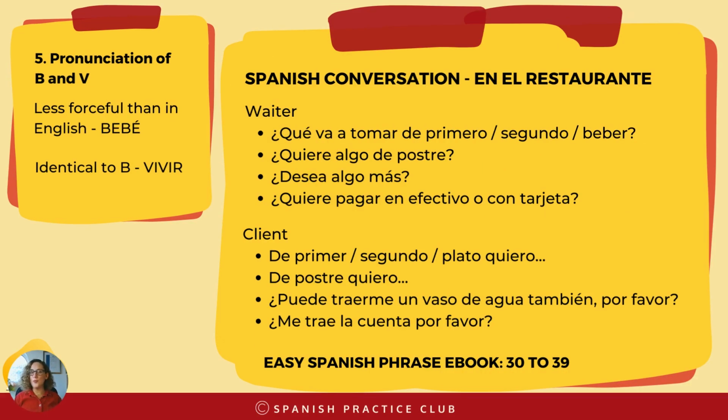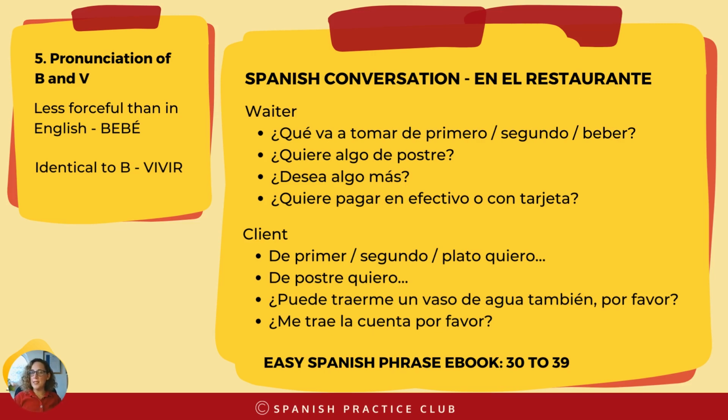We have also learned how to pronounce the Spanish letters B and V. There is no difference between them, and how you can link that to the English pronunciation of these 2 letters and how they are different as well.